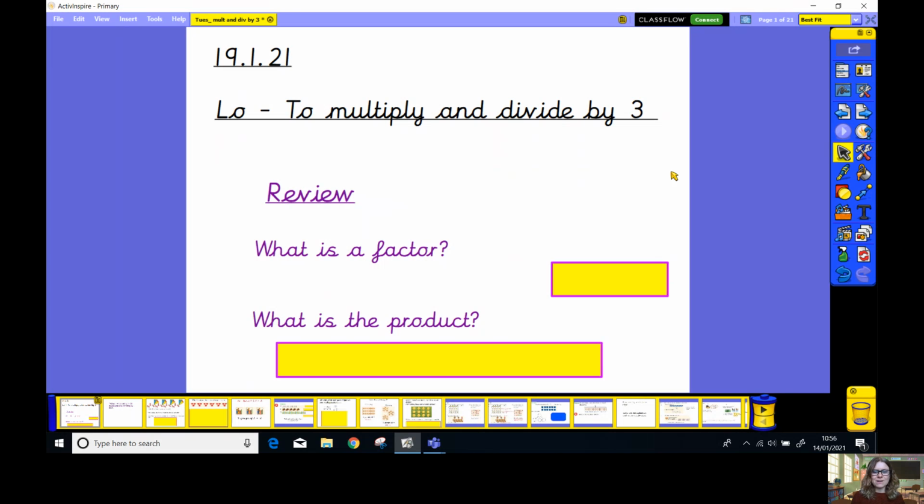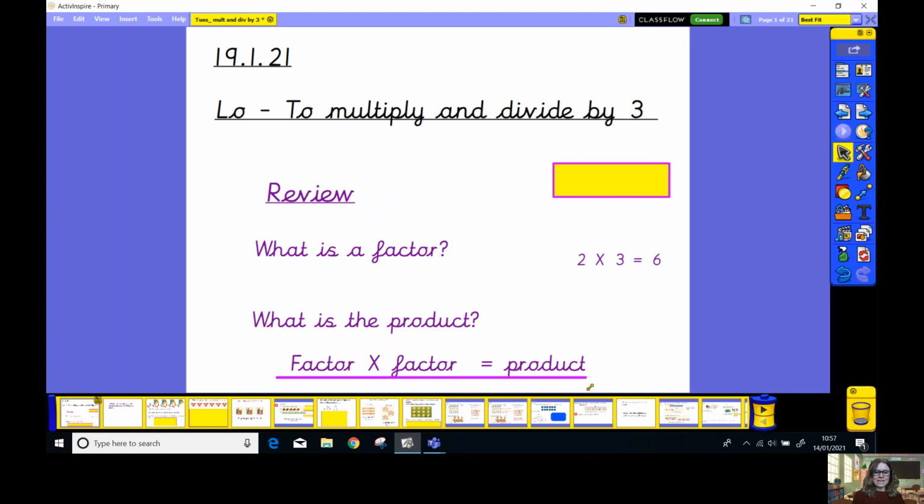Okay, well done. So a factor, if you remember, if I just show you this calculation, here we have some examples of a factor. So here we have 2 factors. We are multiplying these 2 factors together and we make the product. So if you remember yesterday, we said factor multiplied by factor equals product.